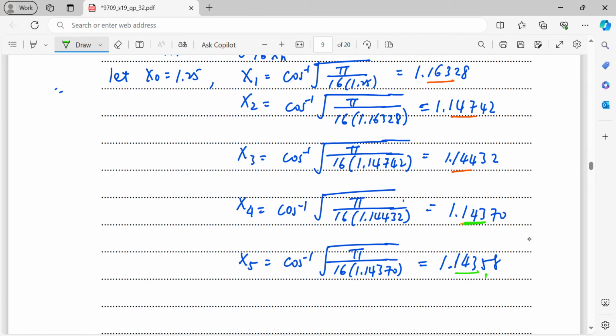Therefore, my final answer is based on the last calculation and the next digit. So since the next digit is 5, therefore I have to round up. So therefore, my x is approximately 1.144. So that is my solution of this question.